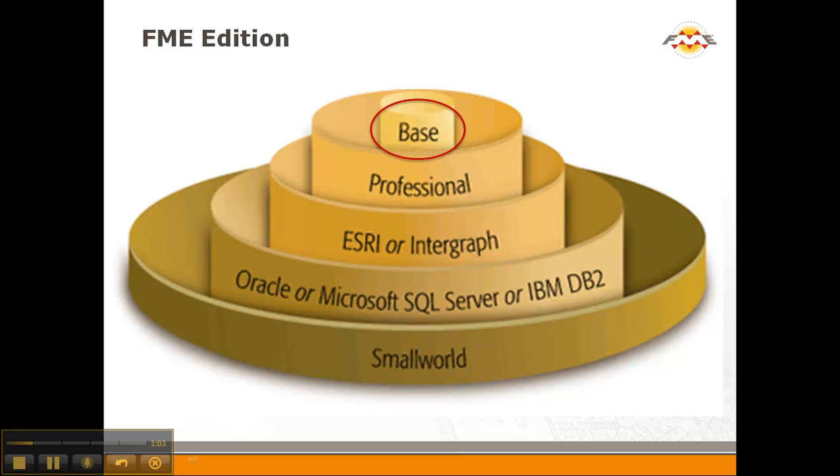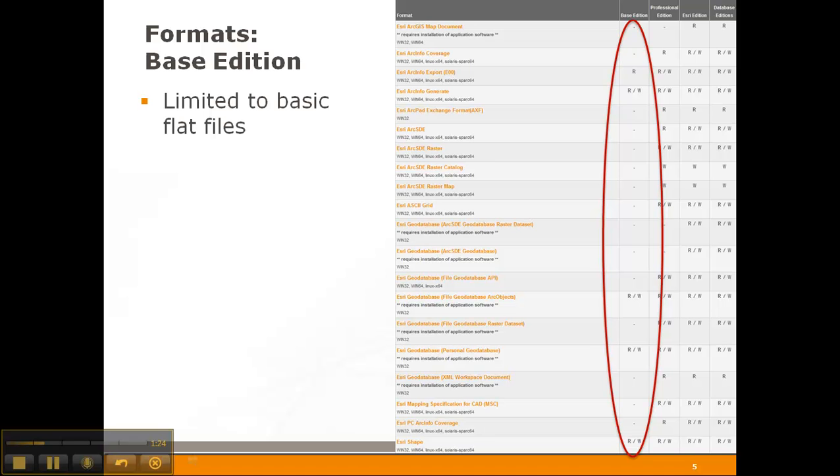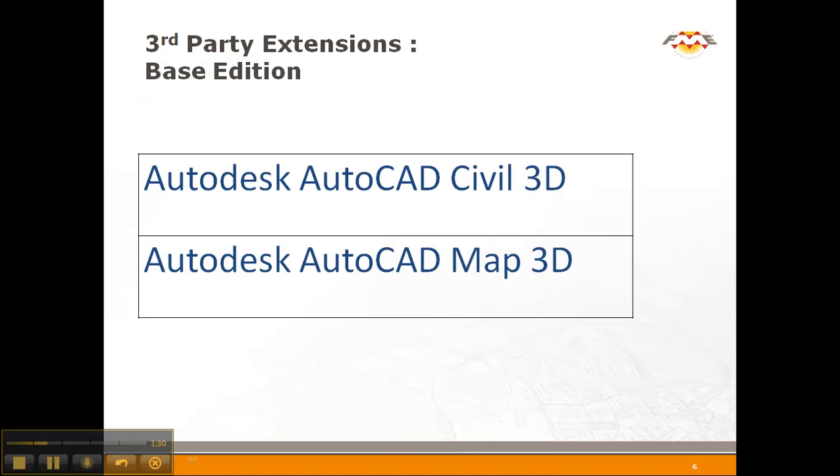This is our most limited and least expensive product. The base edition is the only core FME Desktop product that has a limited number of data transformation tools. We call them transformers. This slide shows a small sample of the transformers available in the base edition compared to the ones available in our other desktop products. The base edition also has a very limited number of supported formats. As you can see from this sample, it only handles simple flat files.